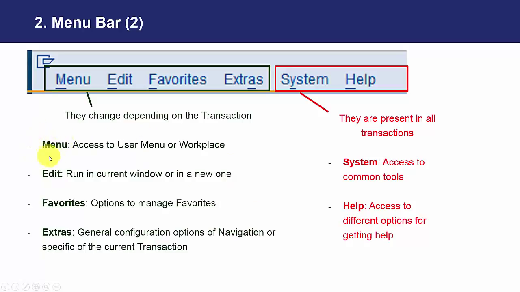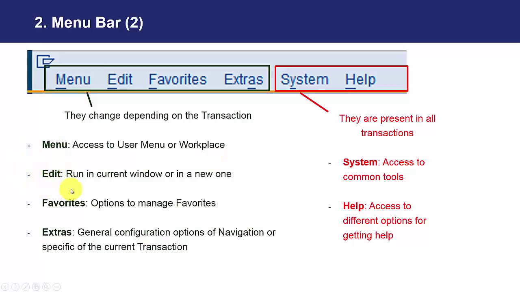The first one, in Menu, we can decide if we are going to access the SAP menu or the user menu. As we have already seen, we can have a specific menu for a workplace. And we can also access the workplace, which in SAP is like an entry box where we can receive the workflow items or some messages from the systems.